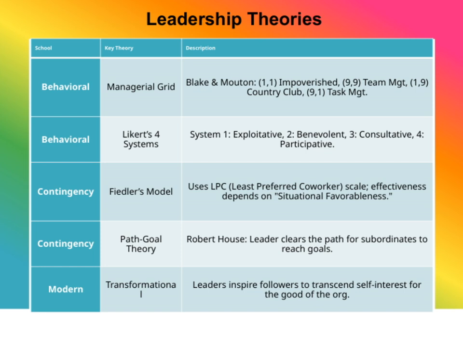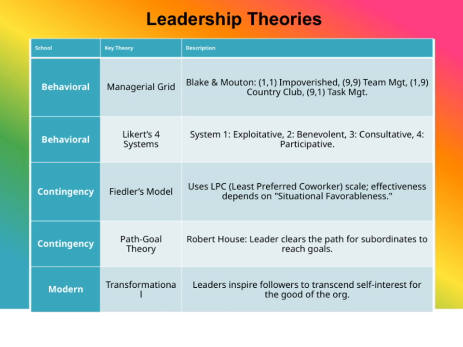Moving on to the contingency school, we see that leadership effectiveness depends on the situation. Fiedler's contingency model uses the LPC, or Least Preferred Coworker Scale, to assess whether a leader is task-oriented or relationship-oriented. The success of a leader hinges on how well their style fits the specific situation, which varies in terms of task structure and team dynamics.